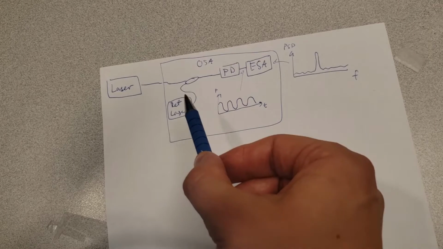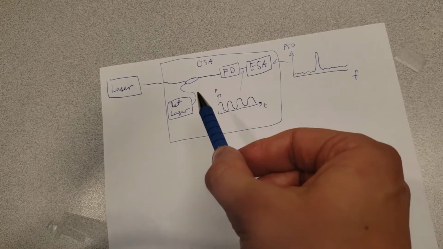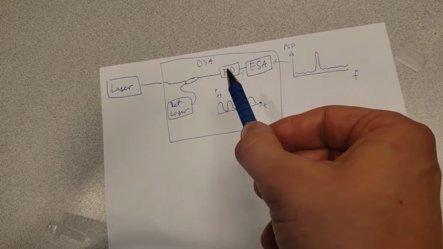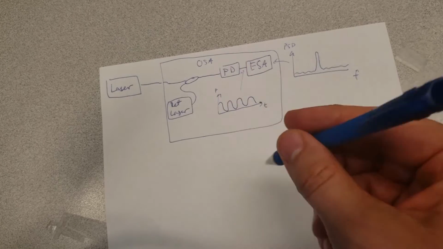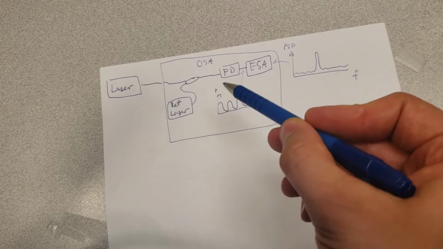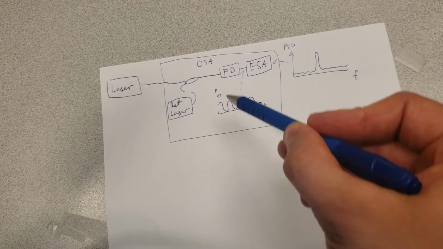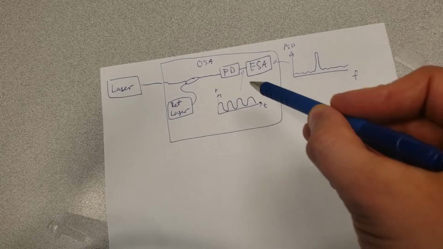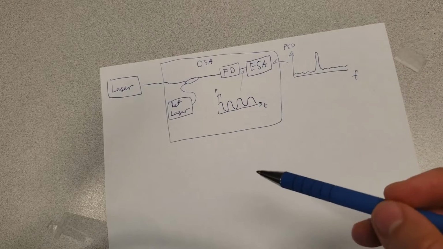Now inside of this, there's a highly stable reference laser that we merge together with the incoming signal and then send on to a photodiode. So the idea is that when these two lasers hit the photodiode at the same time, they are going to interfere and generate this time-dependent oscillation in the measured power.